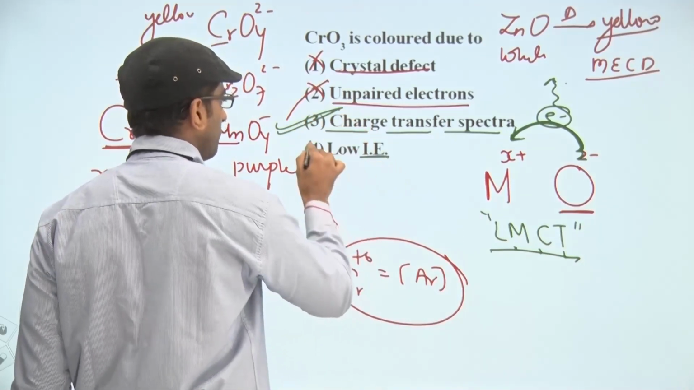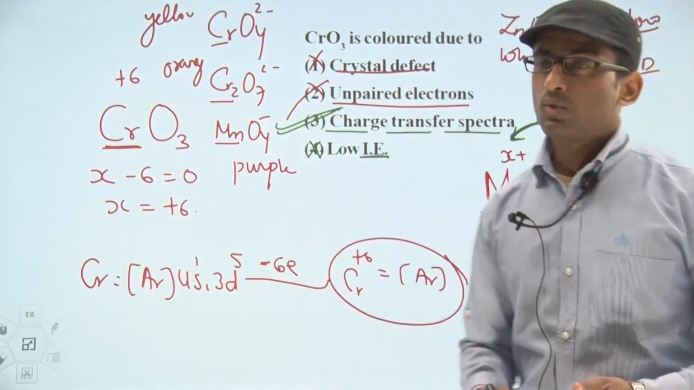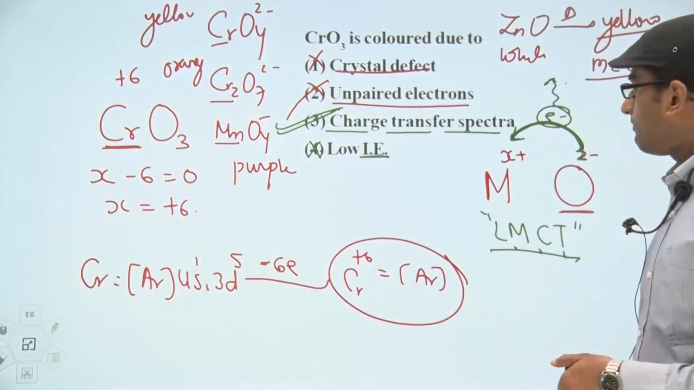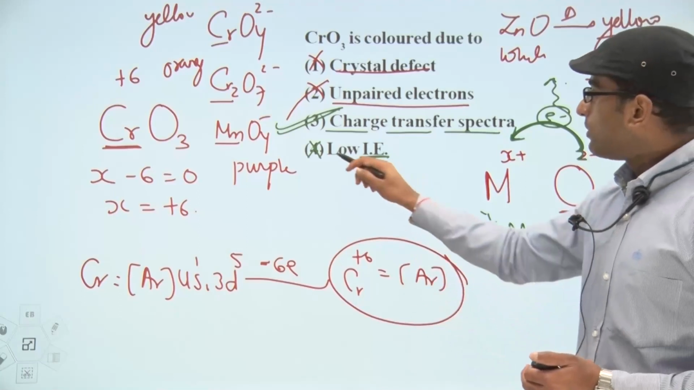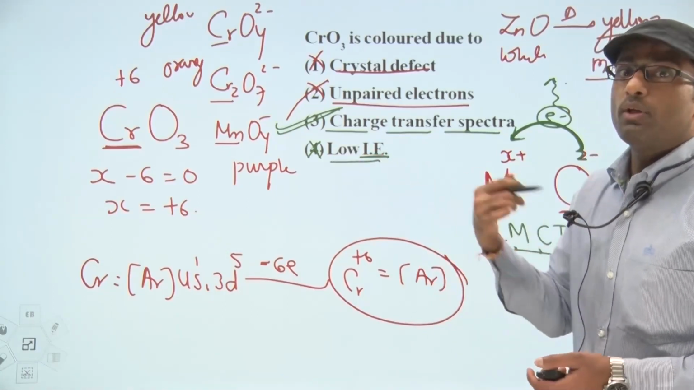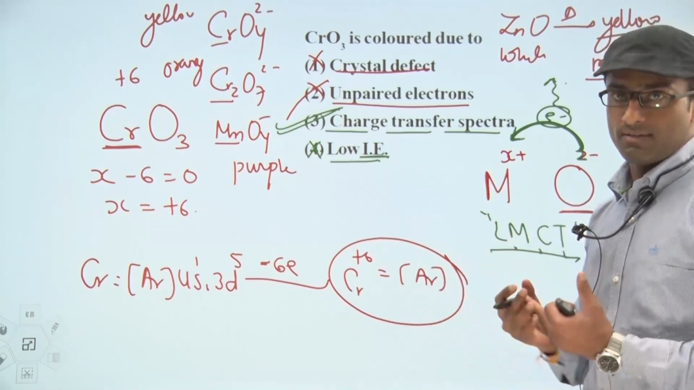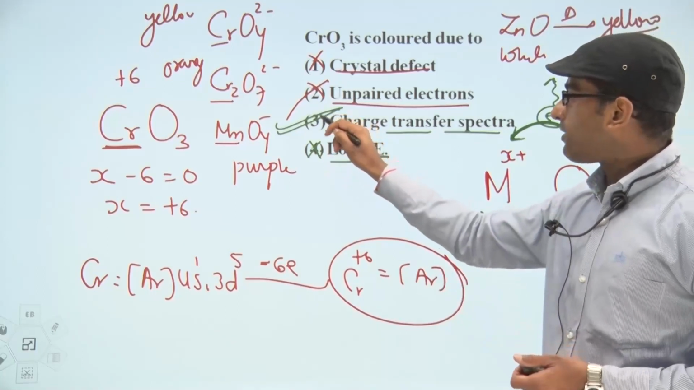Low ionization enthalpy is not possible, student, because 6 electrons are removed here. So IP is not the reason behind this. Wrong option. In case of low ionization energy, electrons will be removed easily. Got it? Like the alkali metals show a particular color. So this is not possible. Only the third option is correct for you.